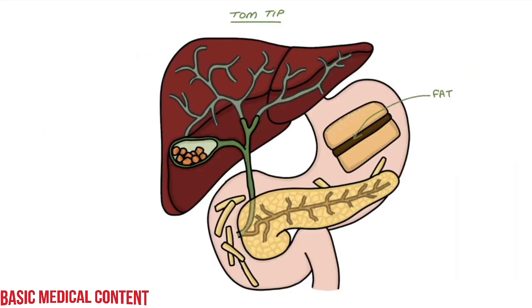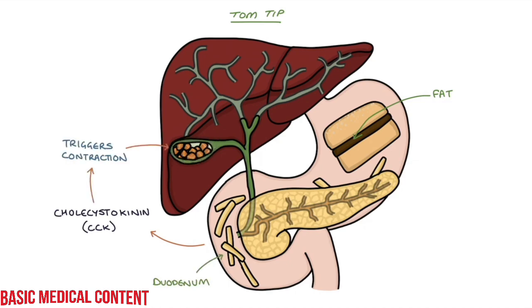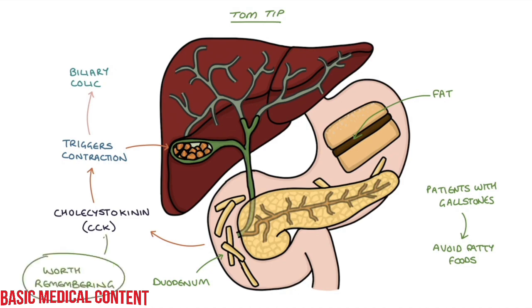A tip for you. Fat entering the digestive system causes a chemical called cholecystokinin, or CCK, to be secreted from the duodenum. Cholecystokinin triggers contraction of the gallbladder, which leads to biliary colic. Patients with gallstones and biliary colic are advised to avoid fatty foods to prevent CCK release and gallbladder contraction. Exam questions may test this mechanism, so it's worth remembering, particularly the link with the chemical cholecystokinin.